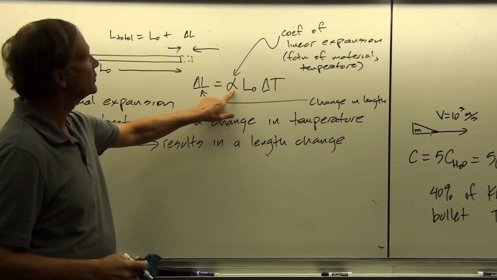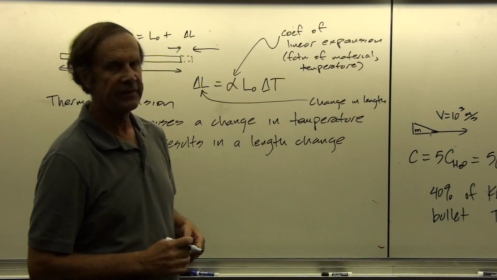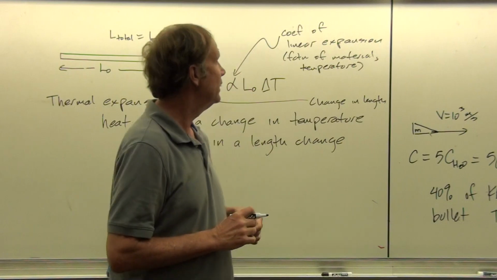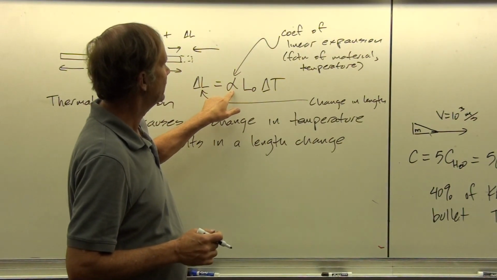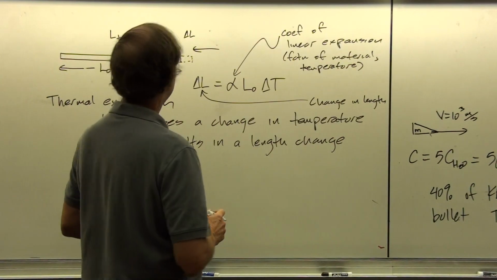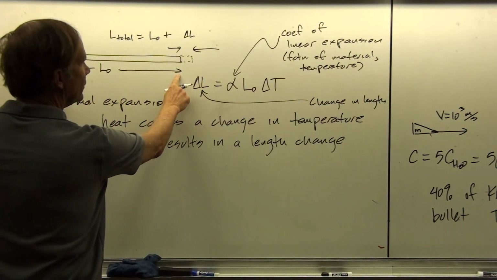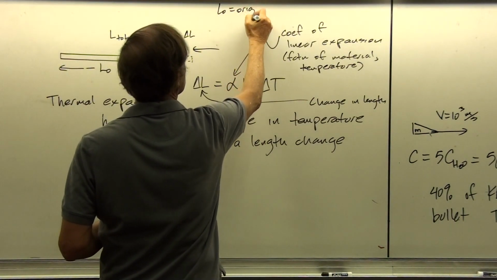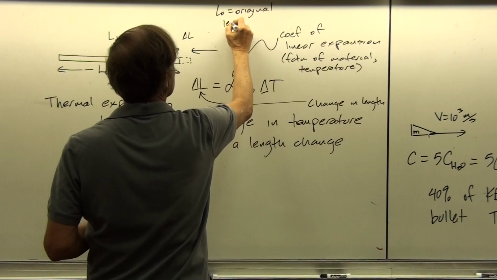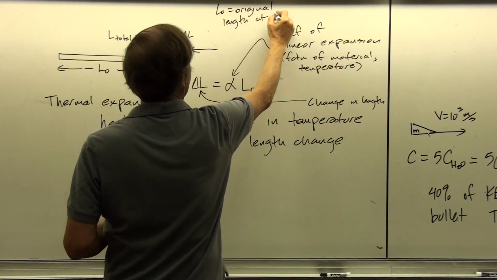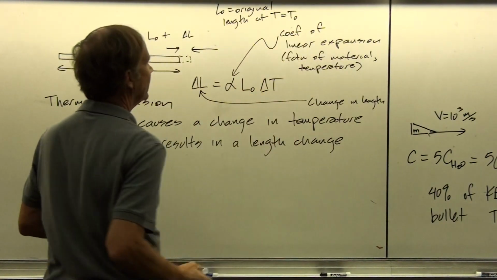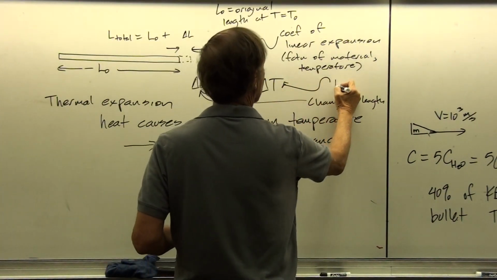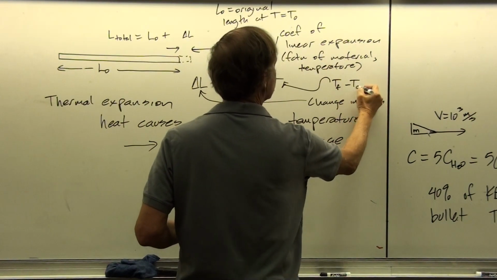Now we'll assume for small temperature changes that alpha doesn't change much with temperature. But if you're going to do this more accurately, you also need to include the temperature dependence for alpha. L naught is the original length of the object before it was heated, at T equals T naught. That's the initial temperature. And delta T is the temperature change, as we saw before. That's T final minus T initial.